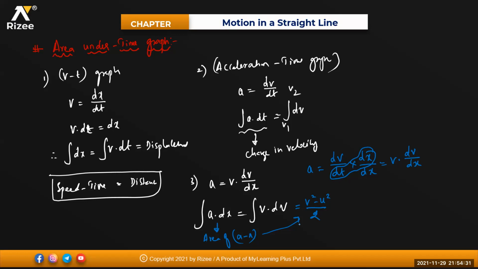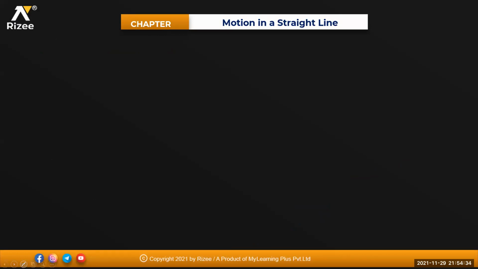How to use this equation, I'll tell you. See, say you have V is equal to x square, find acceleration at x equal to 4 meters. Now, velocity is given as a function of x. So write the acceleration also as a function of x. A is equal to V into dV by dx.